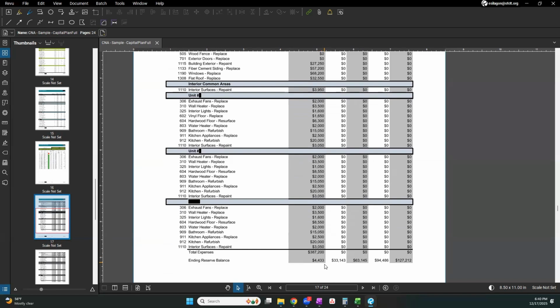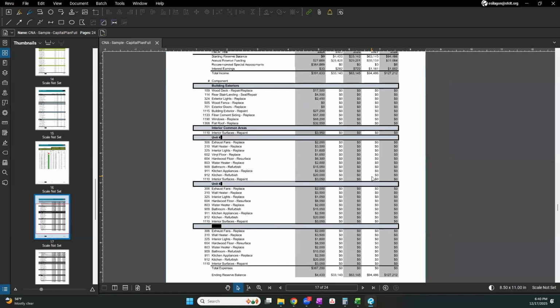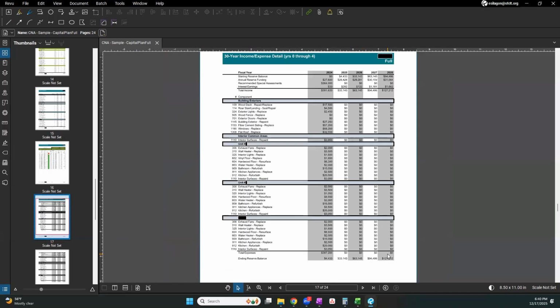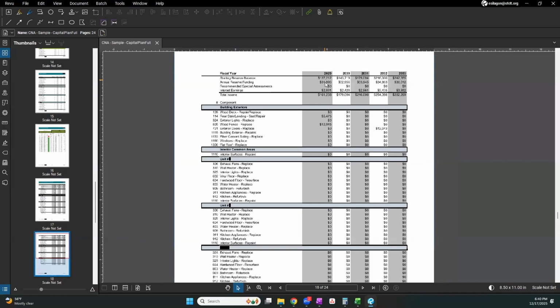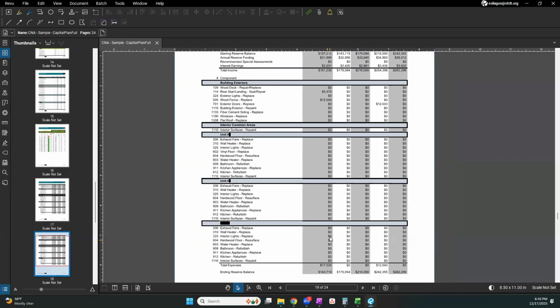$387,000 worth of work in year one. And then in the next 4 years, we don't have any replacement work planned. Then when it gets to 2029, we have some minor work. We probably need to replace a fence by then, maybe seal and repair the rear stairs.